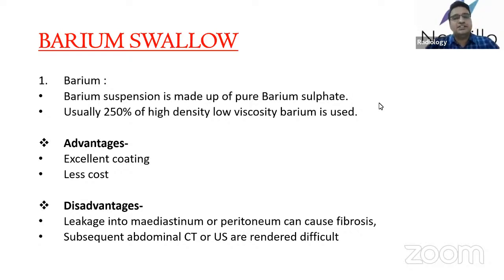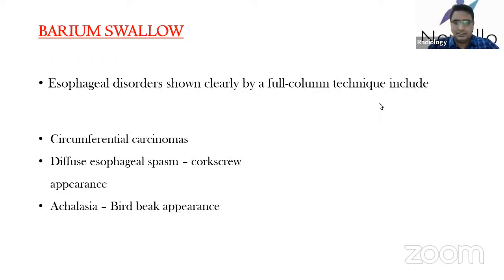What are the advantages? Advantage is that it has an excellent coating. We can see the outer and the inner coat also, and it is less costly. Disadvantage is that if there is an aspiration or it gets into your respiratory tract, then it can cause fibrosis. But it's a common practice to use barium for the esophagus and even for the further checks.